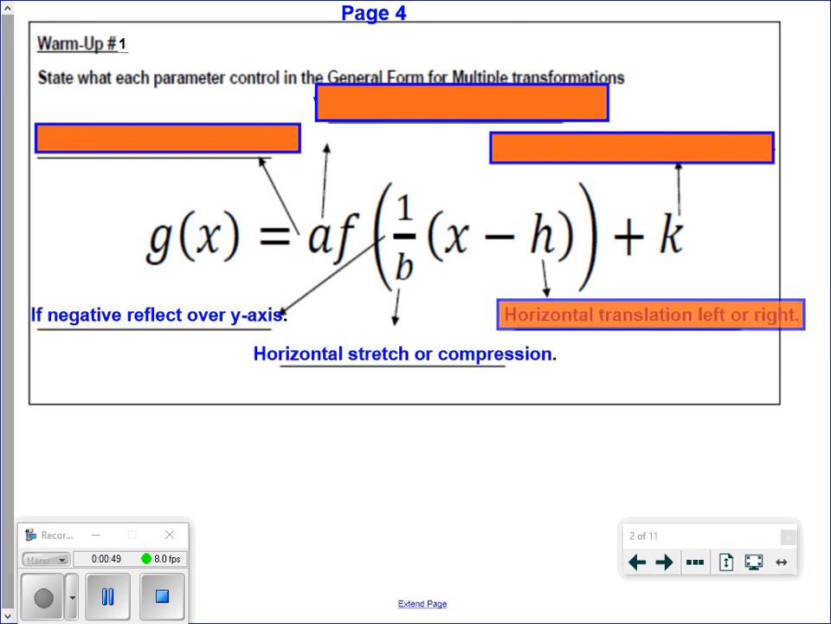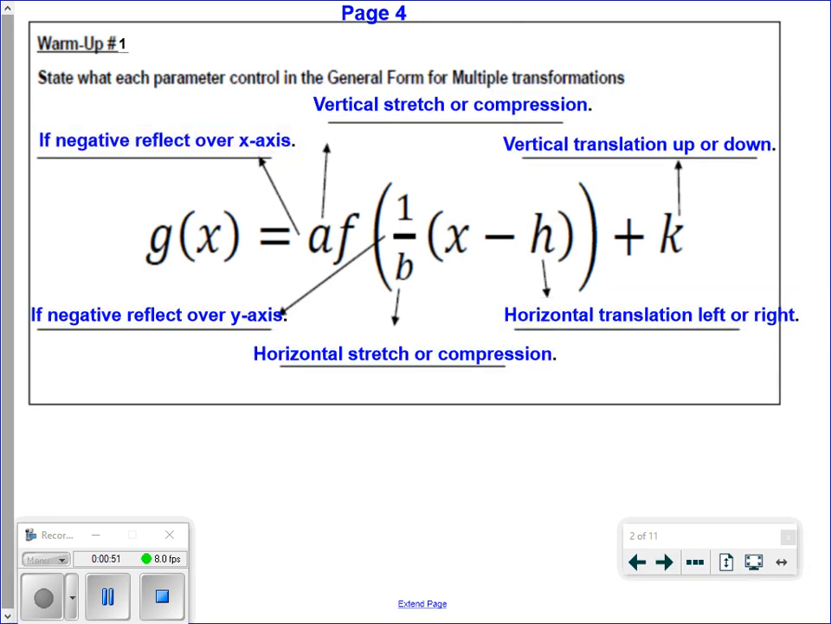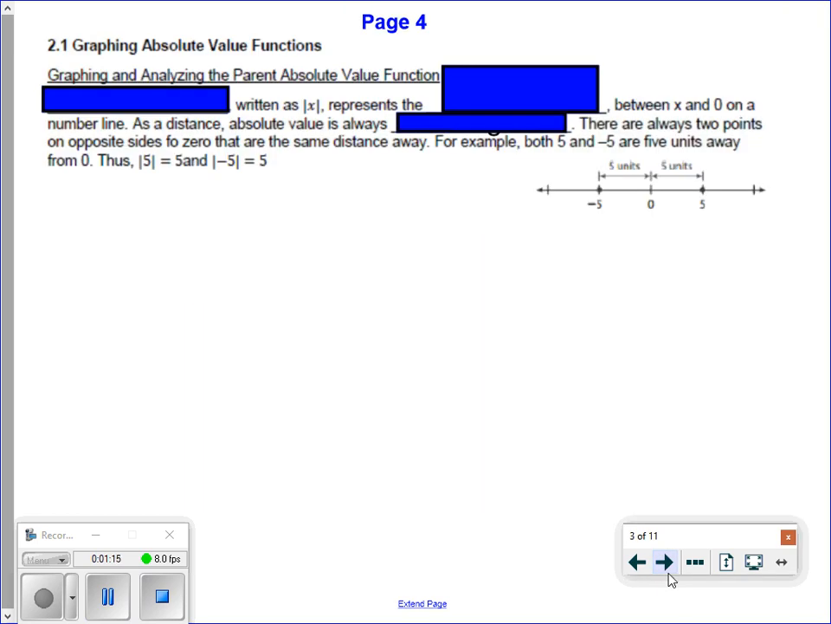Okay? So this is what you should have gotten. For the warm-up, it's the same transformation we talked about pretty much all of module 1. It's what you just had a test over. And that's what the transformations are going to be in this module, and throughout the rest of the year. So get comfortable with it. Like I've said many, many times, we're going to be using this all year. All right? But for today, we're going to be using a different parent function.